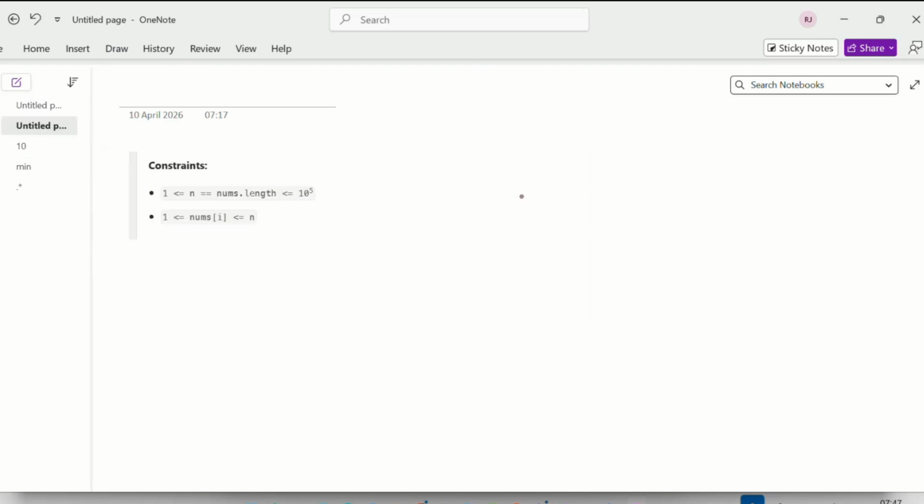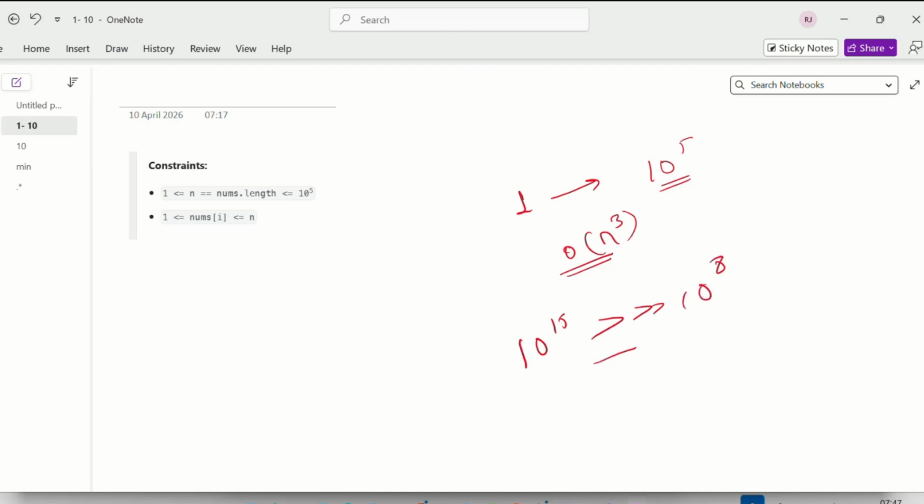Now our constraint is that n starts from 1 to 10 to the power 5. If we try the previous solution, the time complexity is big O of n cube. In this case, n cube will be 10 to the power 15, which is much greater than 10 to the power 8. We will get TLE. Even for n square, it will be 10 to the power 10, which is also greater than 10 to the power 8. So we will get TLE in this case also.